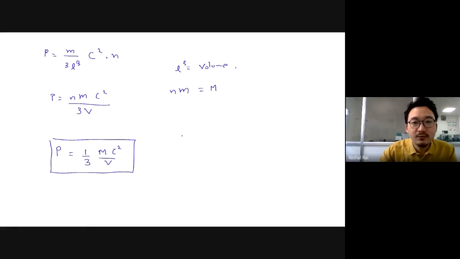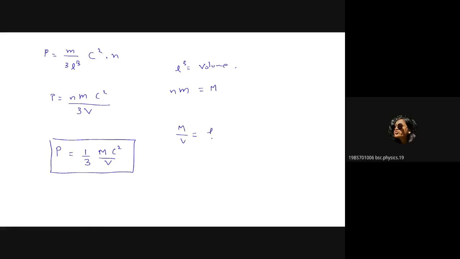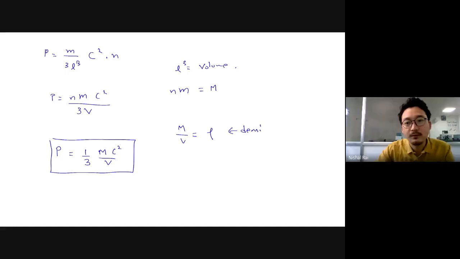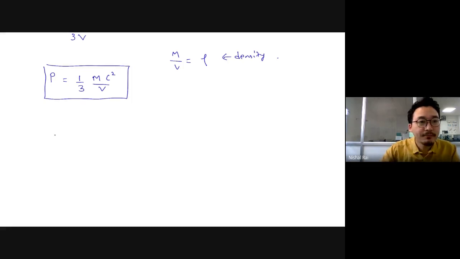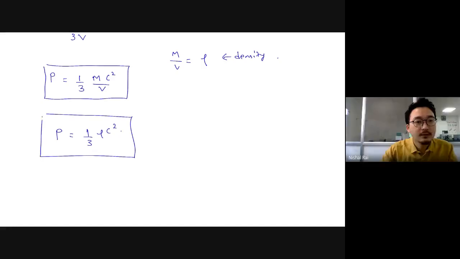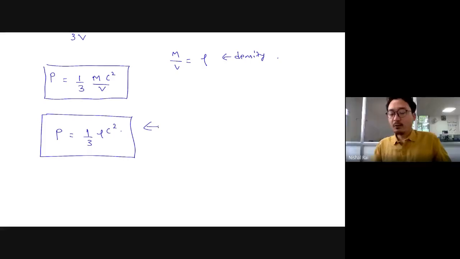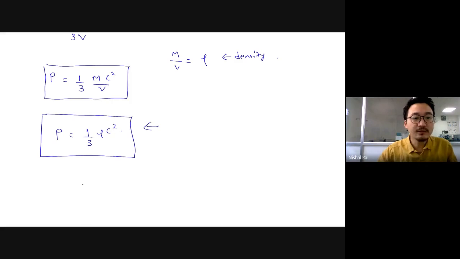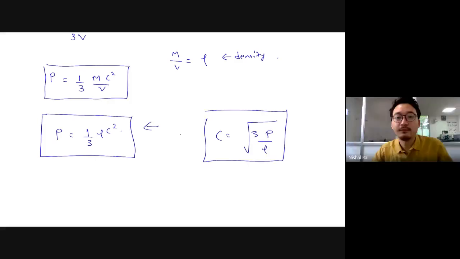So mass per unit volume is what? Can we write this as density? Yes, sir. Okay. So your pressure can be written as what? 1/3 of rho C square. So this is the pressure produced due to the molecules. Clear? Yes, sir. And from here, what can you find? C, the root mean square velocity, will be how much? Square root of 3P by rho. Yes, sir.